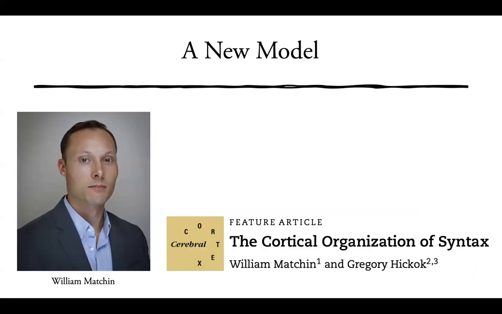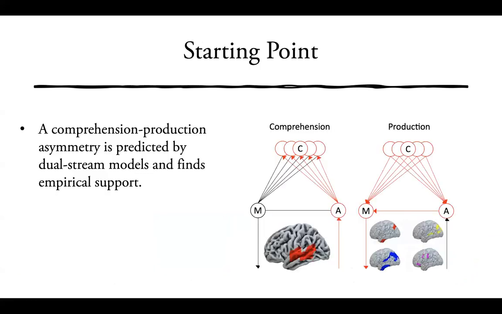For this reason, William Machen, a former student of mine and now collaborator, developed a new model of the cortical organization of syntax. I'm going to talk to you about that now. The starting point is the observation of this comprehension-production asymmetry, which exists at the word level and is predicted by dual-stream models, and it's empirically supported.